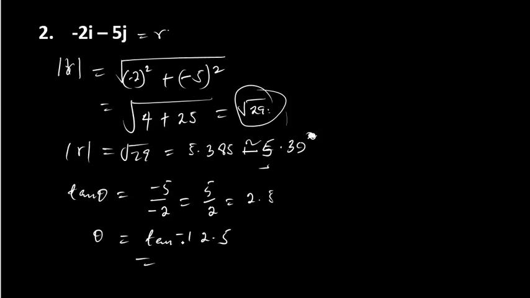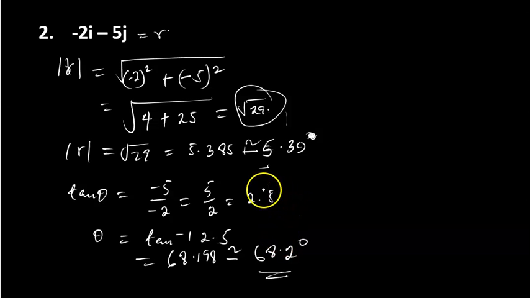is the same thing as 68.198. That's approximately 68.2 in degrees. So it has a magnitude of 5.39 and also an angle of 68.2.